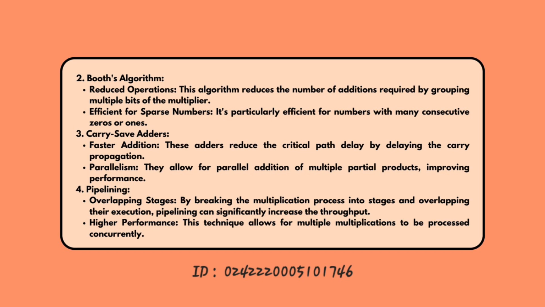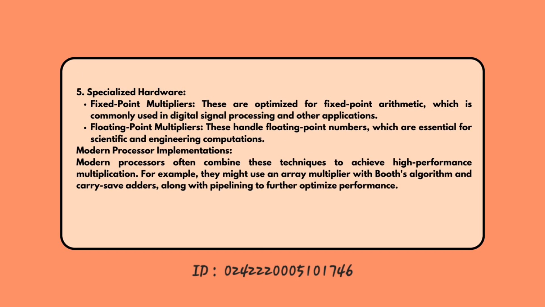Carry save adders. Faster addition. These adders reduce the critical path delay by delaying the carry propagation. Pipeline. Overlapping stages. By breaking the multiplication process into stages and overlapping their execution, pipelining can significantly increase the throughput. Specialized hardware. Fixed point multipliers. These are optimized for fixed point arithmetic, which is commonly used in digital signal processing and other applications. Floating point multipliers. These handle floating point numbers, which are essential for scientific and engineering computations.